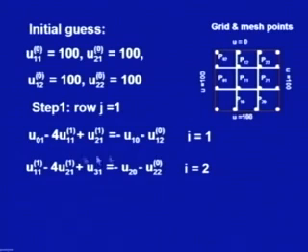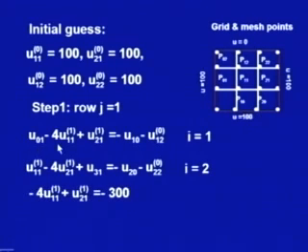Now, substitute the values. Since we are taking u 1 2 0 and u 2 2 0, they are 100. The boundary condition u 0 1, this point, is 100, then the other point is u 1 0, this point, this is also 100, and here the boundary point is u 3 1, this point, this is also 100, and then u 2 0, this is the point, this is also 100. So, let us go one by one.